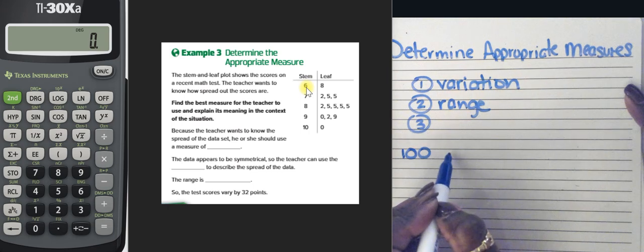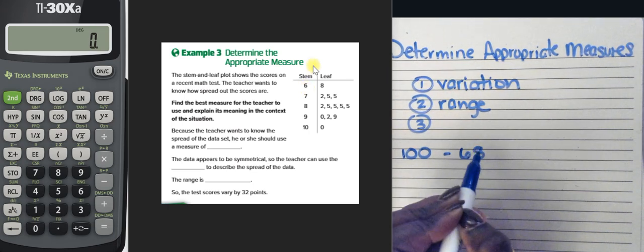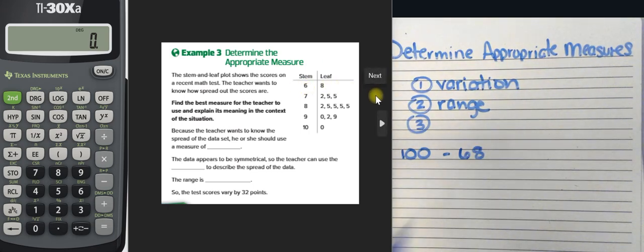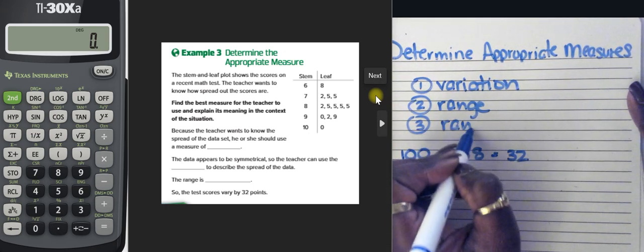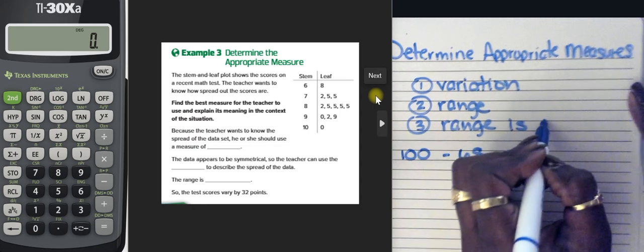And then minus 68. So take the 6 and the 8 and put them together. And so that range is 32. So the range is 32.